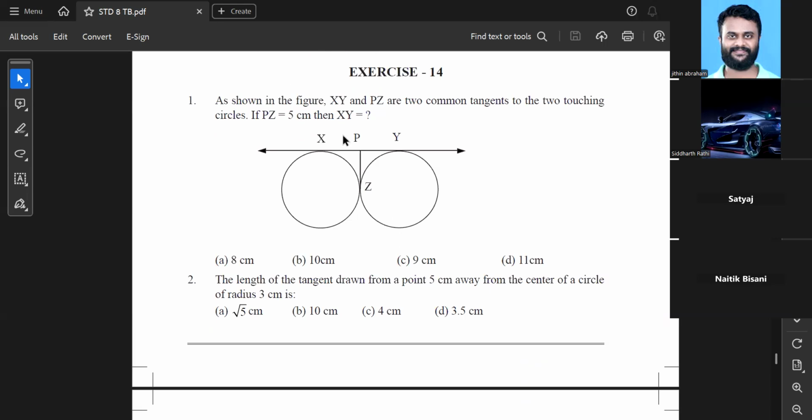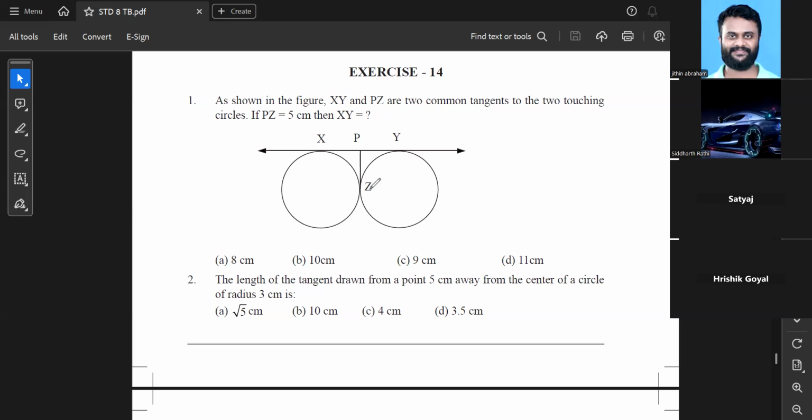As shown in the figure, XY, PZ are two common tangents of the two touching circles. PZ is 5 centimeter, then XY will be how much? Any guesses? Sir, option B, 10 centimeter. Yes, sir, because PZ is the radius of both of the circles, so both of them adding is like 10 centimeters, and XY is the center of both circles.